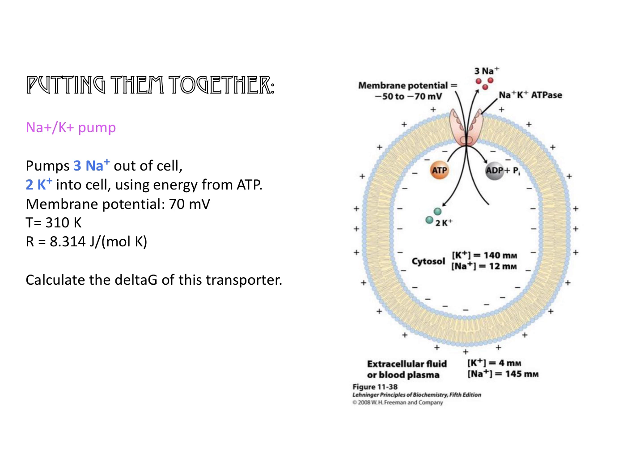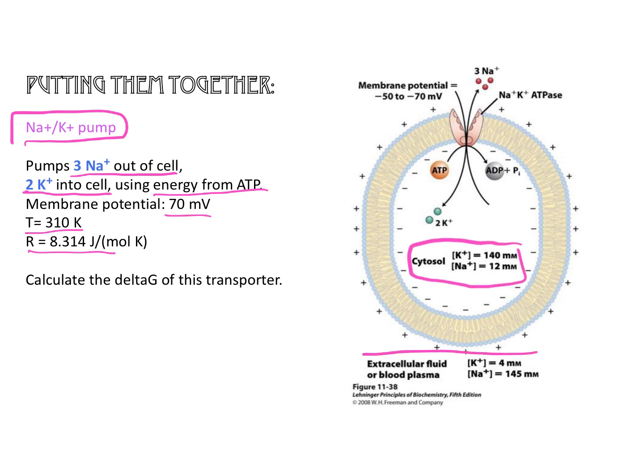Okay, so putting all of this together, if we look at the sodium-potassium pump, we know that there are 3 sodiums going out of the cell, 2 potassiums going into the cell, and that the movement of both of these requires the energy of ATP. Here's your membrane potentials, temperature, gas constants. Your concentrations that you need are here and here.